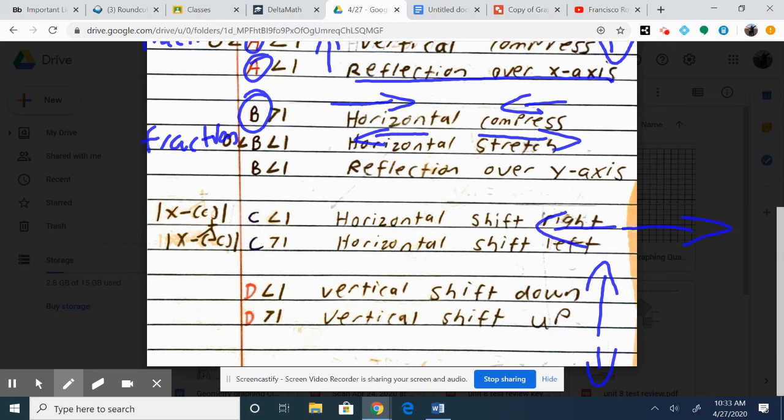Now, it's not really important for you guys to remember these rules because I'm just going to show you a way to be able to solve it really quickly without really having to remember any of this.